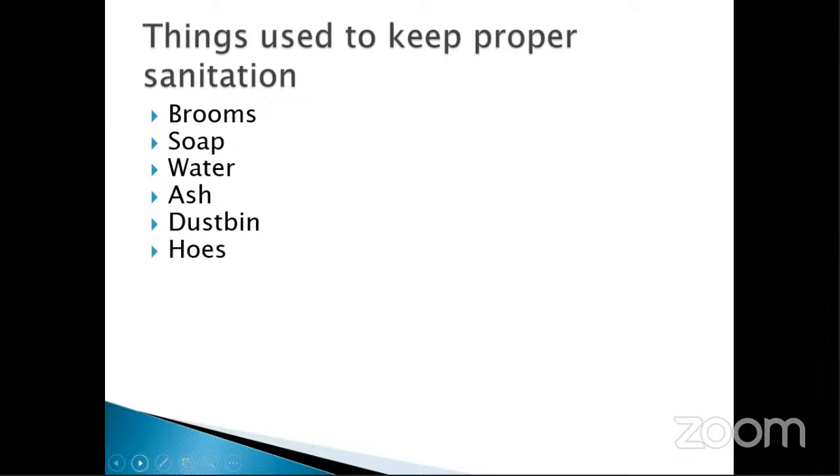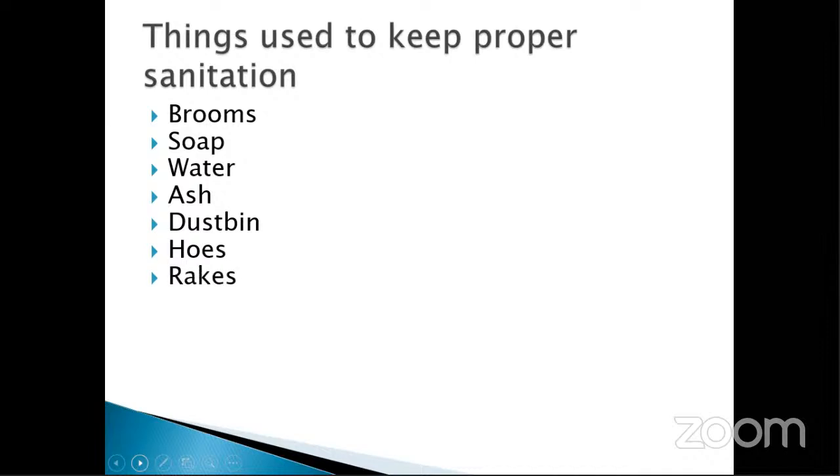We have this one. Manuela, can you read for us that one? Hoe. Hoe, we know its use. Yes, Sherry, can you tell us the use of the hoe? It is used for digging and also for weeding around the compound. Weeding around the compound. Let's move on.